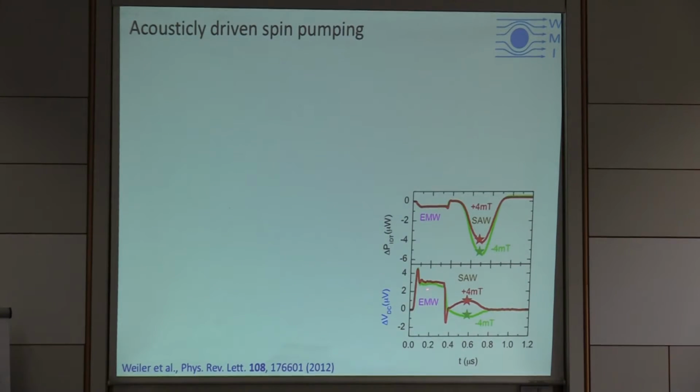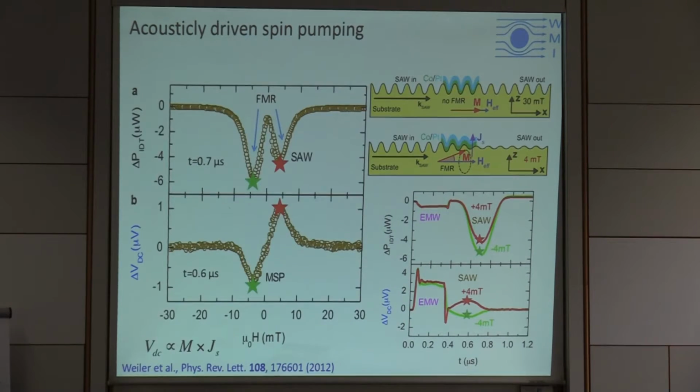You can analyze this data again similarly as before, and notice that you have here your ferromagnetic resonance, and you can correlate this to your spin pumping signal, which shows the characteristic asymmetry.